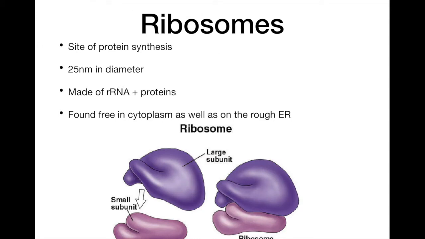And now we'll talk about ribosomes. Ribosomes are the site of protein synthesis. They are 25 nanometers in diameter, and they're made up of rRNA, where R is from the word ribosomal, so ribosomal RNA, and proteins. If we combine rRNA plus proteins, we get these two units which together create a ribosome.